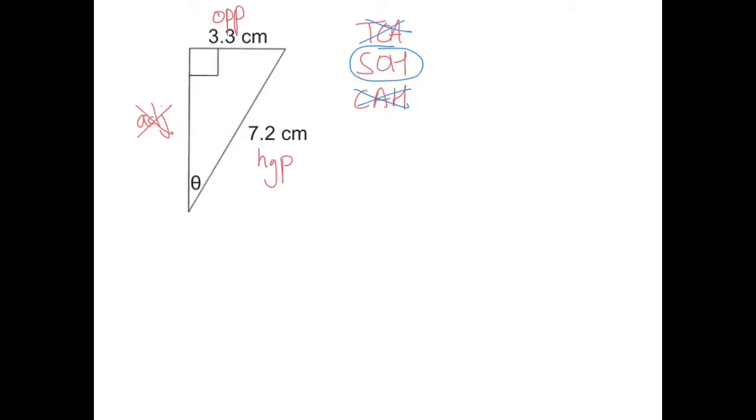So let's write down our formula. Sine of an angle x is equal to opposite over hypotenuse. Up to now, it's exactly the same sort of thing as when we're finding a side. The next thing we do is we always fill in. It's the sine of an angle x. In this case, our angle is theta, so I'm just going to write it like that. It's equal to the opposite, 3.3, divided by the hypotenuse, 7.2.